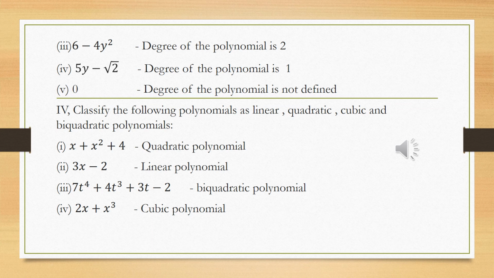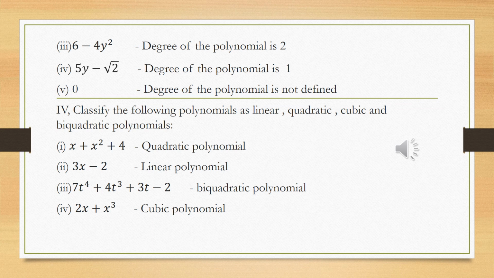Question 4. Classify the following polynomials as linear, quadratic, cubic or biquadratic polynomials. First one, x plus x square plus 4. We can see x is the variable and the second term contains the power 2. Therefore, it will be a quadratic polynomial. In 3x minus 2, we can see x is the variable and the highest power of the variable is 1. So, 3x minus 2 is called a linear polynomial.